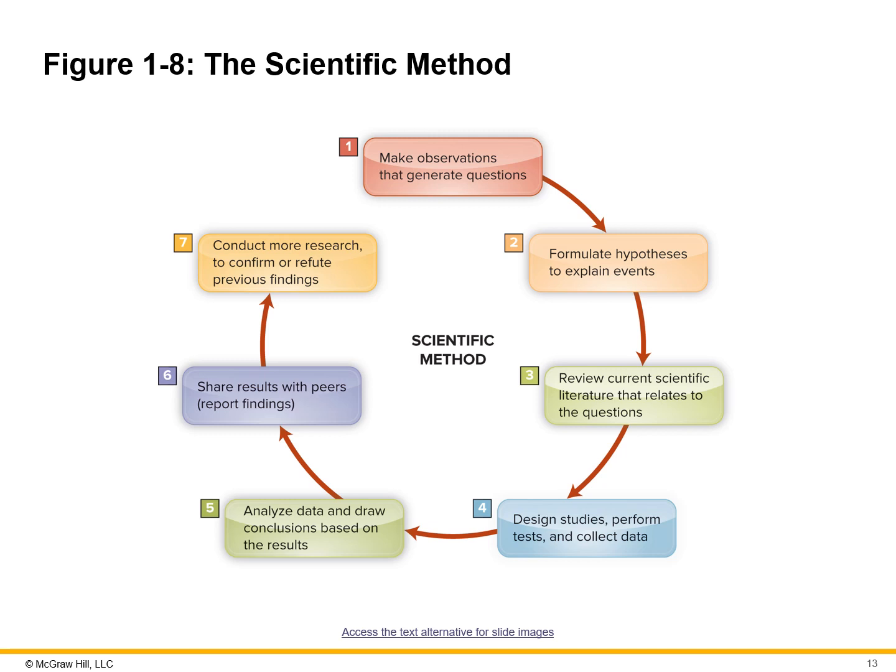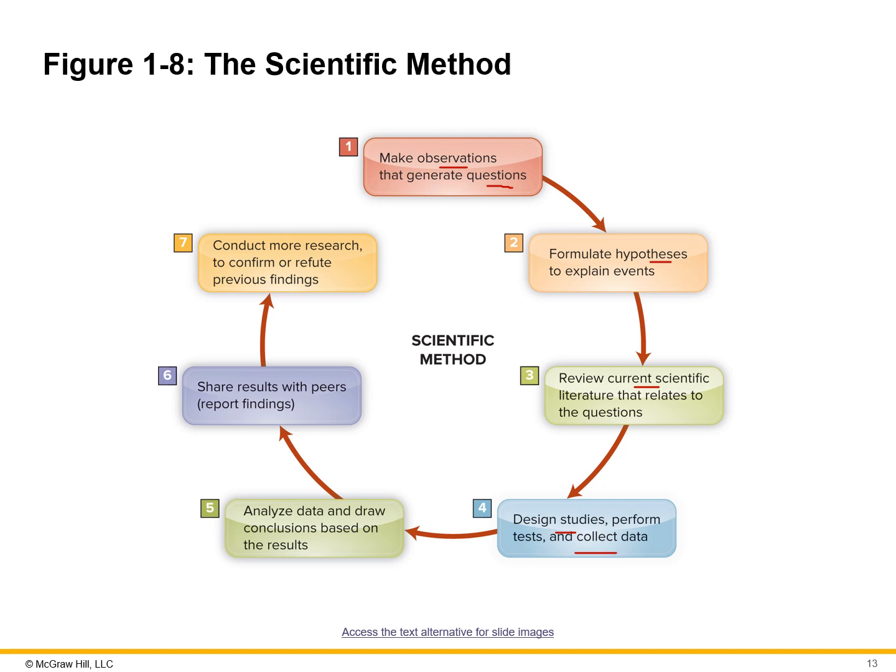So the first thing is making observations that then generate questions. So noticing something and asking a question about it. From there, we can generate a hypothesis, which is an educated guess or a probable answer to our question to explain those events. Then you would review current scientific literature. If you've seen this before, this step doesn't always get included, but you would do some background information, kind of looking around. And then you would actually design your study and perform the experiment, collect the data or the test.